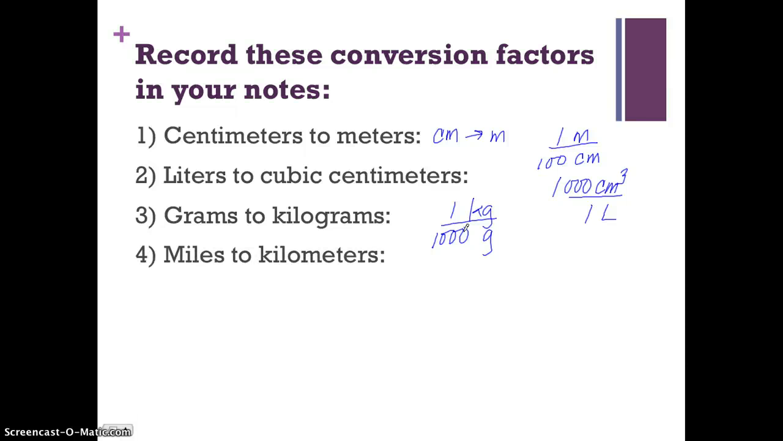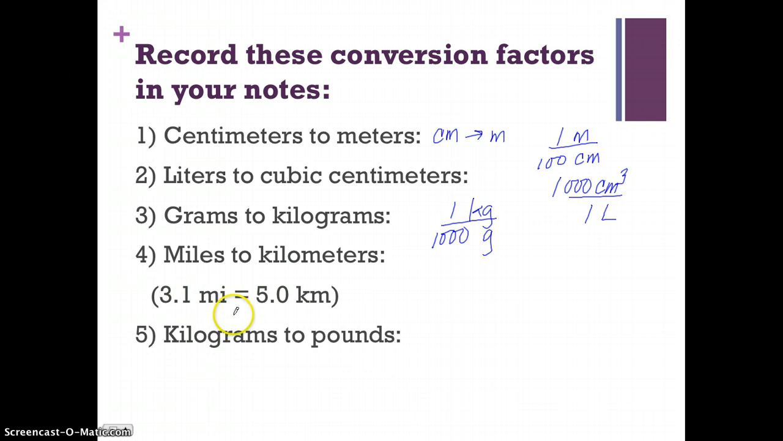Okay, so these last couple I'd like you to do on your own. Miles to kilometers, and this is a value that's going to help, or an equality that's going to help you put your conversion factor together. So if you run a 5K race, that's 3.1 miles. Kilograms to pounds, 1 pound is equivalent to 2.2 kilograms. So go ahead and do those, pause, and we'll go over those in class.